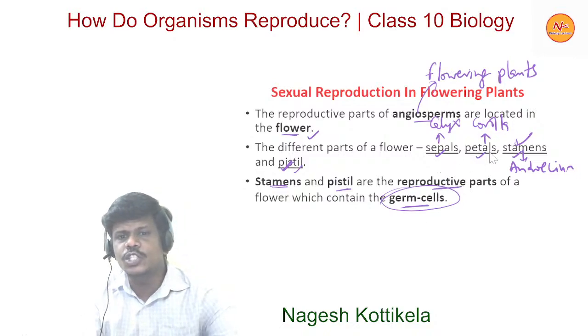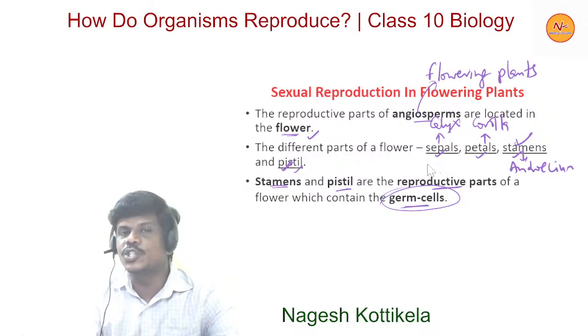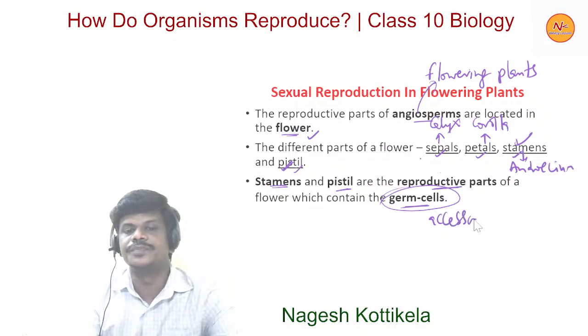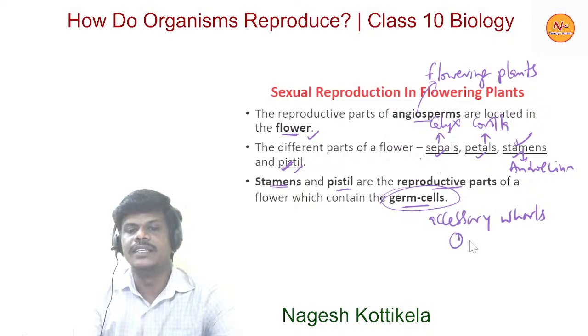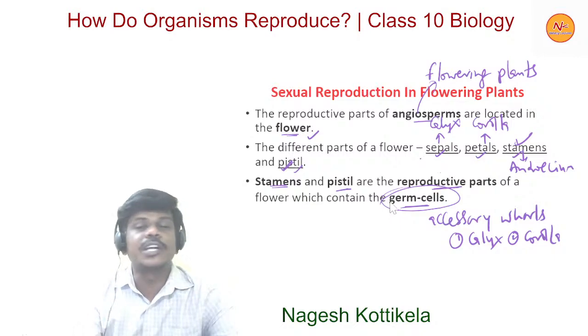Then what about these two other parts? They are non-reproductive. Okay, they are accessory. They are non-essential for the reproduction process. They are accessory whorls. Accessory whorls: one, calyx; two, corolla. Okay, so these are the accessory whorls. And here the androecium and gynoecium are the reproductive whorls.